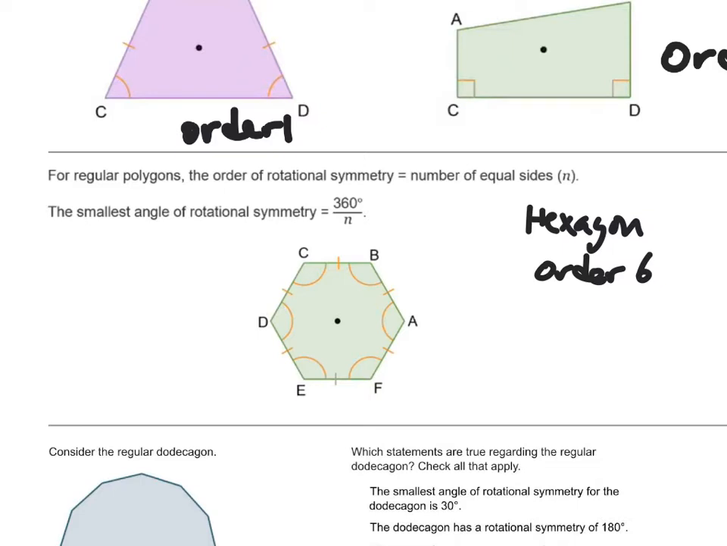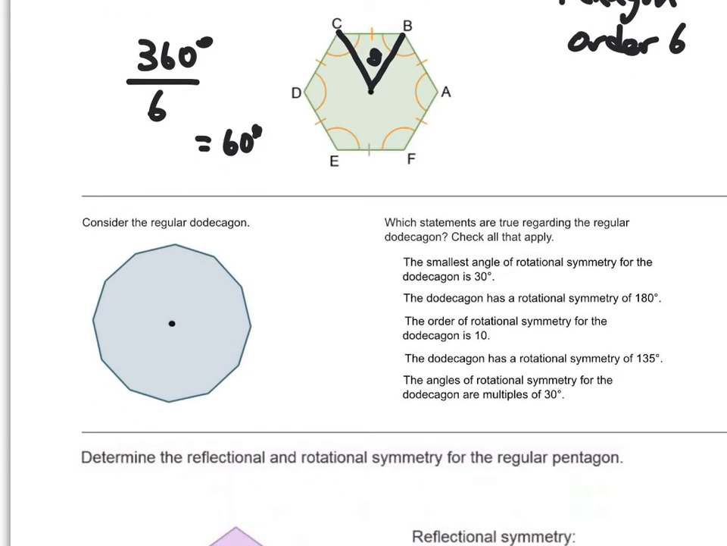And if I wanted to find the angle this would give me, this theta, I would take 360 degrees and divide that by the number of sides, in this case 6, and that would give me a value of 60 degrees for my smallest angle of rotational symmetry. So I could rotate this 6 times 60 degrees, and it would bring me back to where I started.